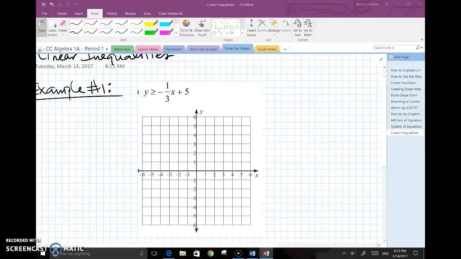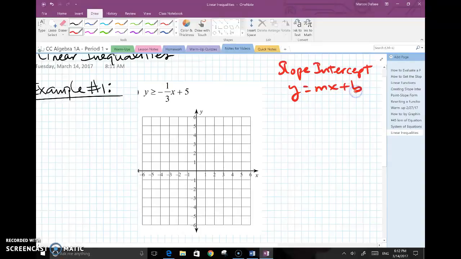So this takes on the form of something that you might have seen before called slope-intercept form. So slope-intercept form is y equals mx plus b. Okay, now this is not an equation. It is an inequality, but the way it's put together is very similar to y equals mx plus b, and it shares a lot of the same components.